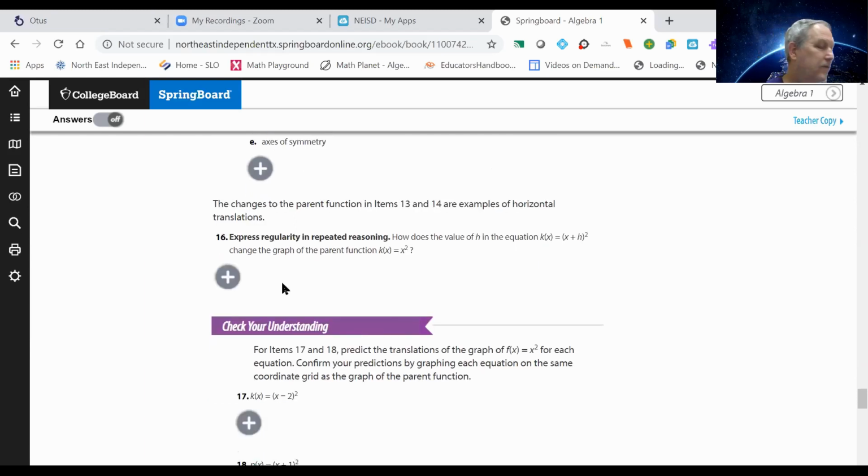Item 16 is express regularity and repeated reasoning. How does the value of h in the equation k of x is equal to x plus h squared change the graph of the parent function f of x equals x squared? Basically it's going to move in the opposite direction of the value of h. So for example, if h is a positive value, it's going to move to the left. If h is a negative value, it's going to move to the right.